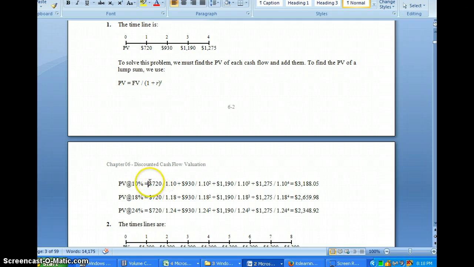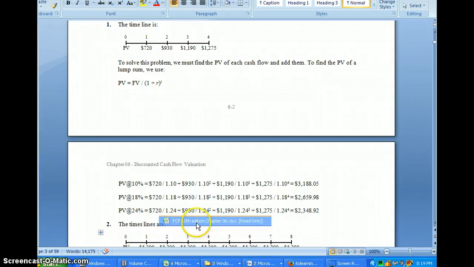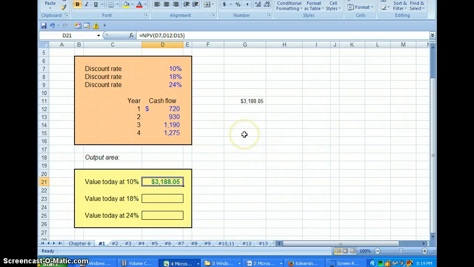So this is the equation right here, 720. If you're using a financial calculator, that's how you would enter this in. Also, we can use it in Excel as well. That's what the problem calls for. Set it up like this: 10, 18, and 24%.